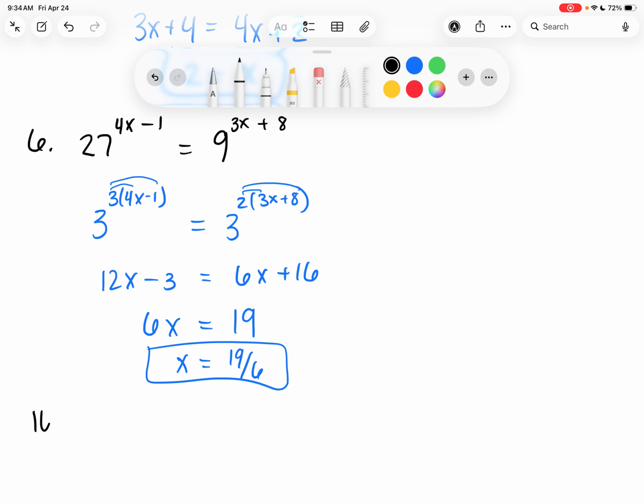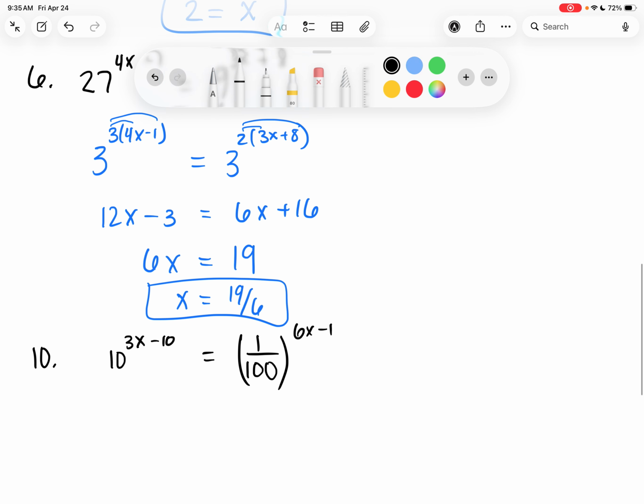Number 10. 10 to the 3x minus 10, there's a lot of 10 in this problem apparently, equals 1 over 100, and that whole thing raised to the 6x minus 1. Wow. Any ideas for this one, what I can do? 10 to the -2. Yep, so the 1 over 100 would be 1 over 10 squared. So if we want to flip it, then it would be 10 to the -2.